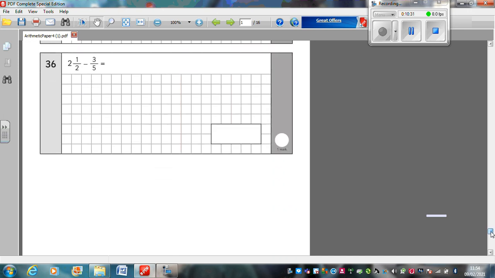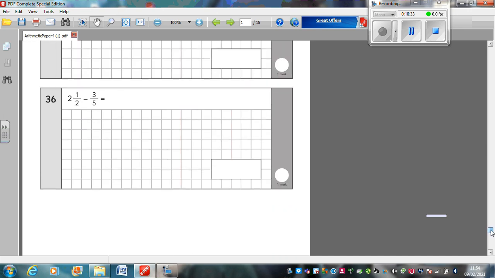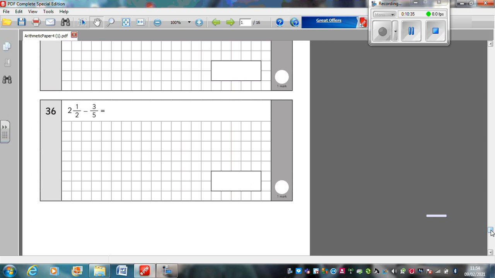That's the trickiest question probably in the whole test, and it's the last one. So, on with the answers. Pause now if you don't want to see the answers.